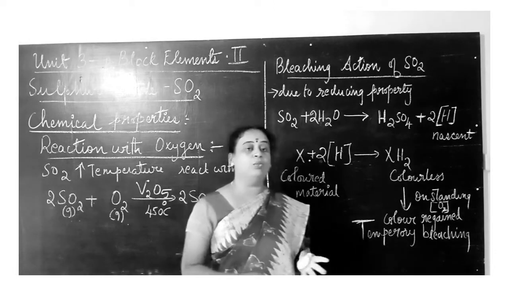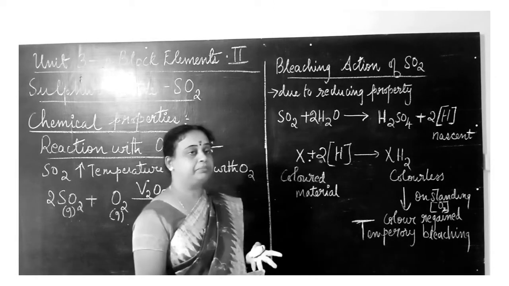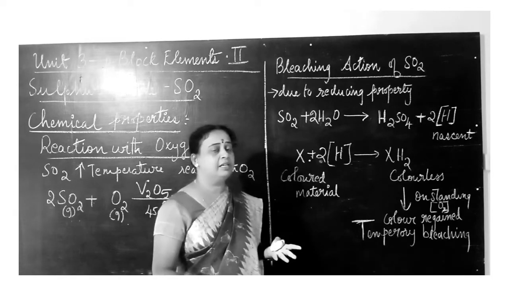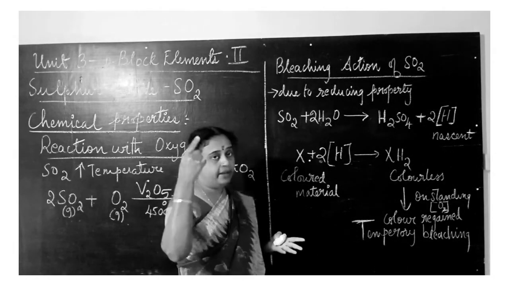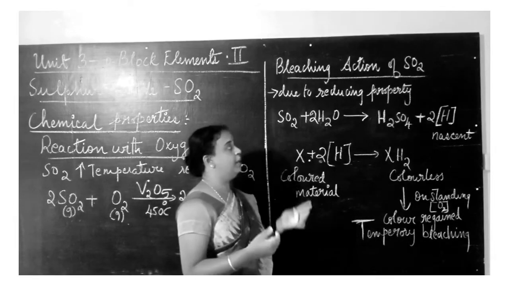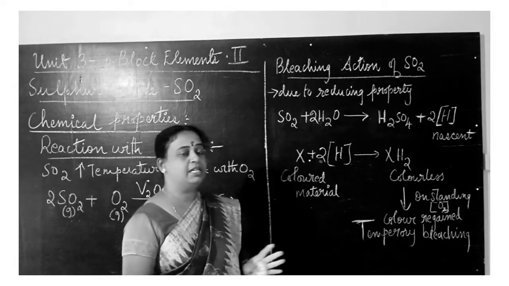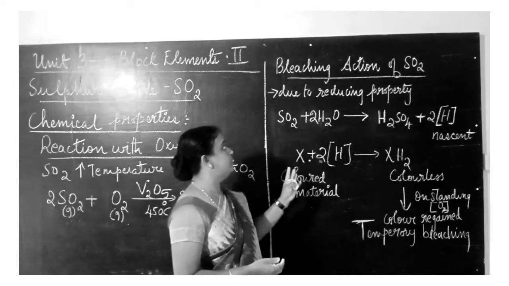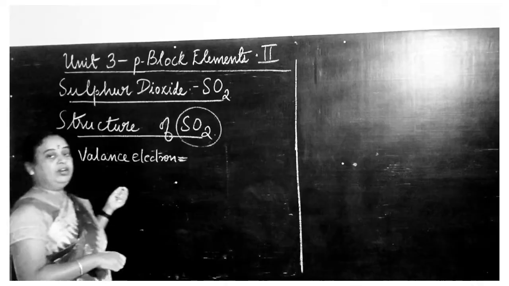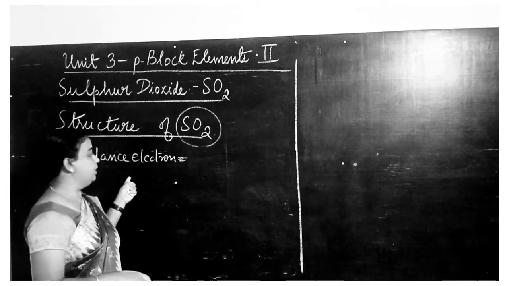Substances like wool, silk, fabric materials, and hair can all be bleached with the help of sulfur dioxide. That bleaching is temporary. Okay, so that's all about the bleaching action of sulfur dioxide. Now let us look into the structure of sulfur dioxide.